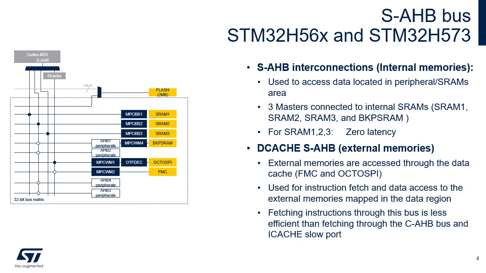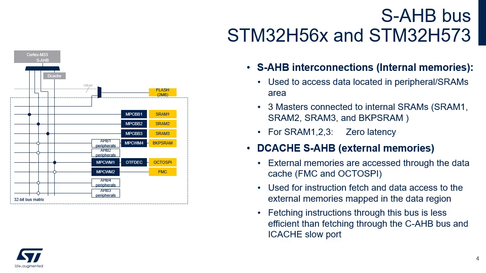Accesses to internal SRAM memories initiated by the Cortex-M33 are performed through the SAHB port. The demultiplexer connected to the SAHB port selects the slave port in the main bus matrix according to the address: SRAM1, SRAM2, SRAM3, backup SRAM. For SRAM1, 2, 3, latency is 0 when no other master currently accesses the SRAM. SRAM1, SRAM2, and SRAM3 are accessible on SAHB bus with a continuous mapping.